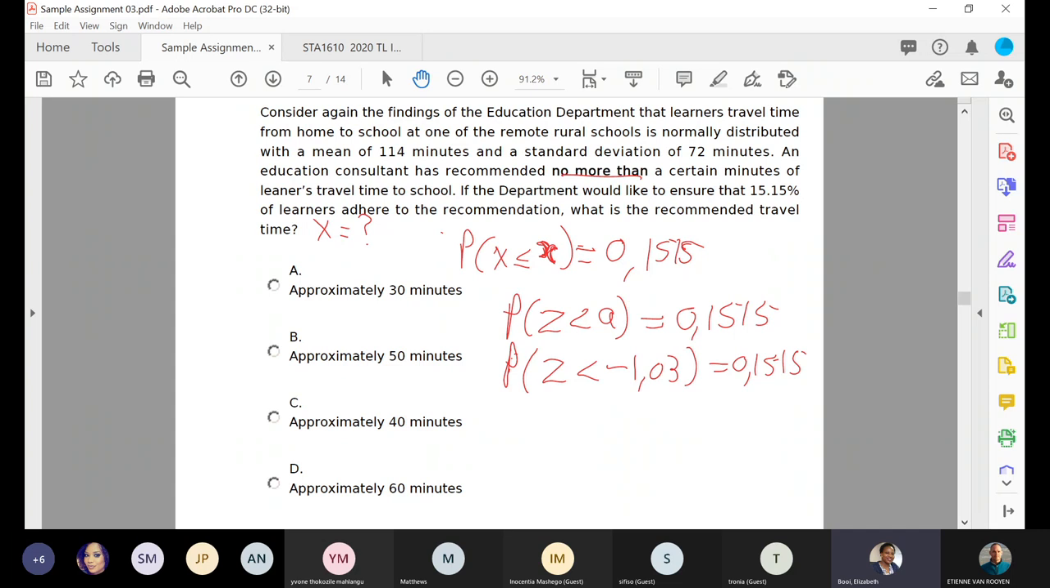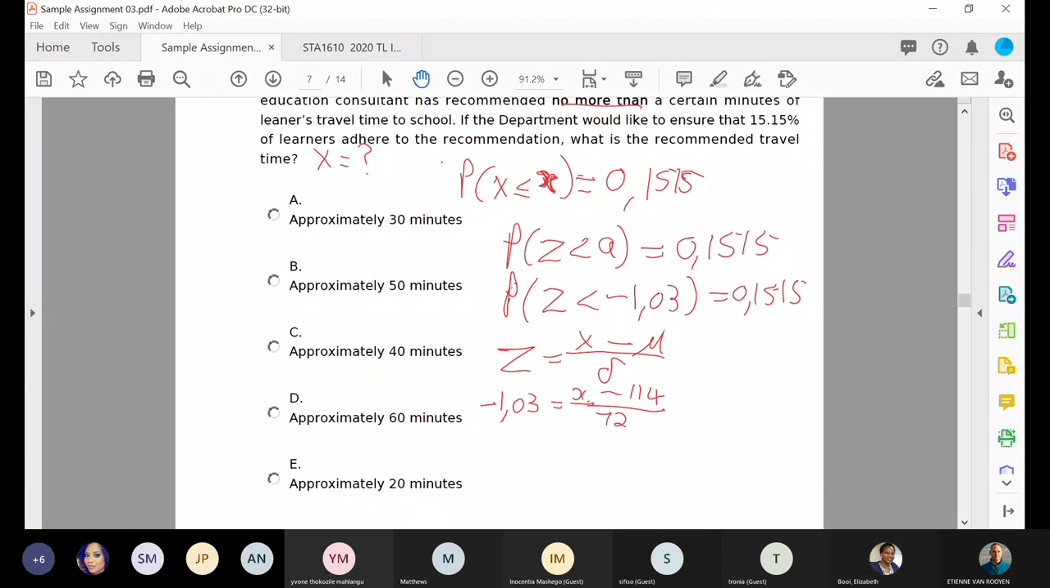So now, since we have the Z value, we need to work it back. We can remove the probabilities, because we're no longer interested in the probability. We can work back and find our X value, which is X minus the mean divided by the standard deviation. Our Z value is minus 1.03. Our X, that's what we're still looking for, minus the mean, which is 114, divided by the standard deviation, 72. And you can just simplify. So that will be minus 1.03 times 72 is equal to X minus 114.